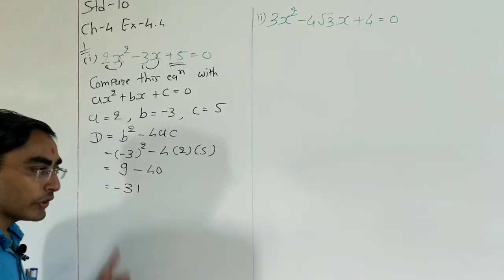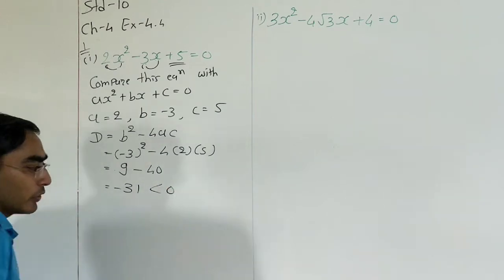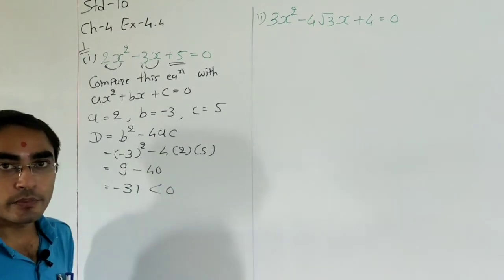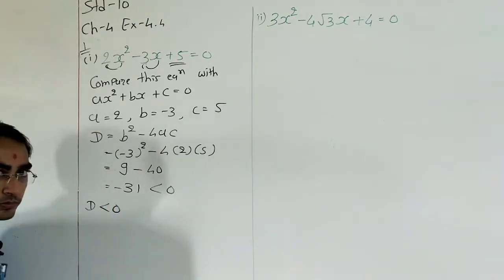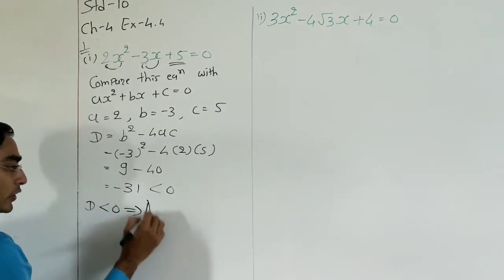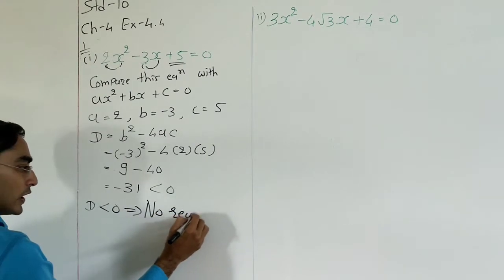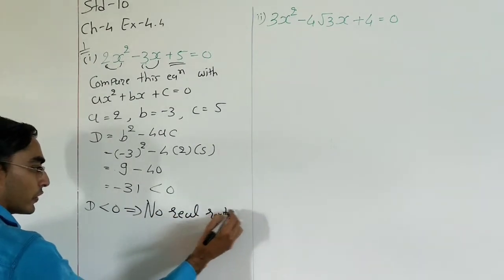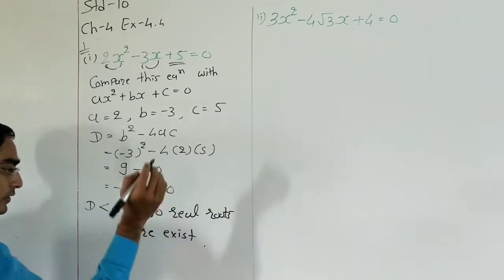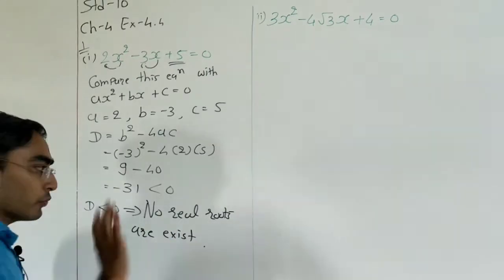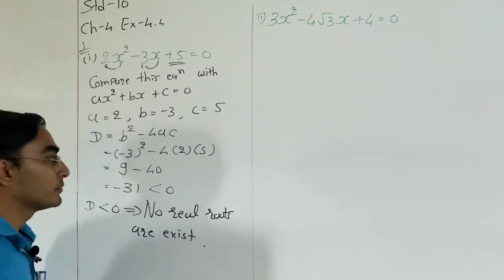Now check your answer. It is less than 0. A negative number is less than 0. So here you get D less than 0. It means that no real roots exist. In this way you can find the nature of the roots.